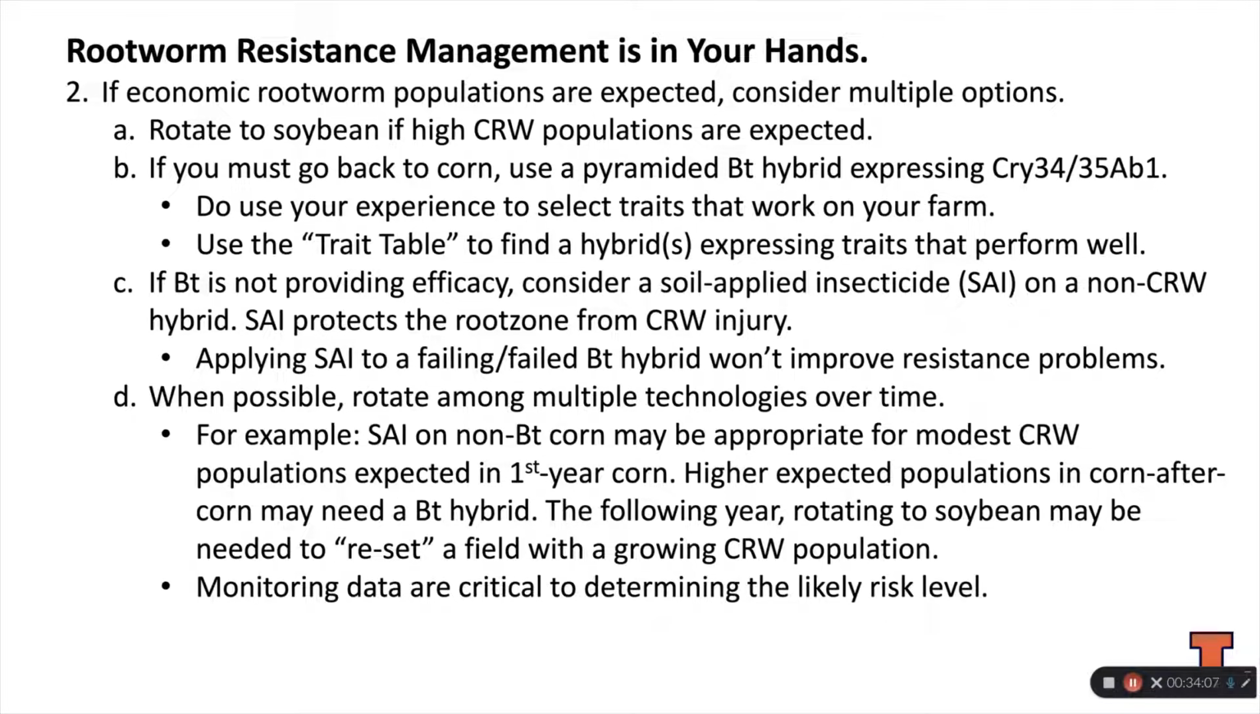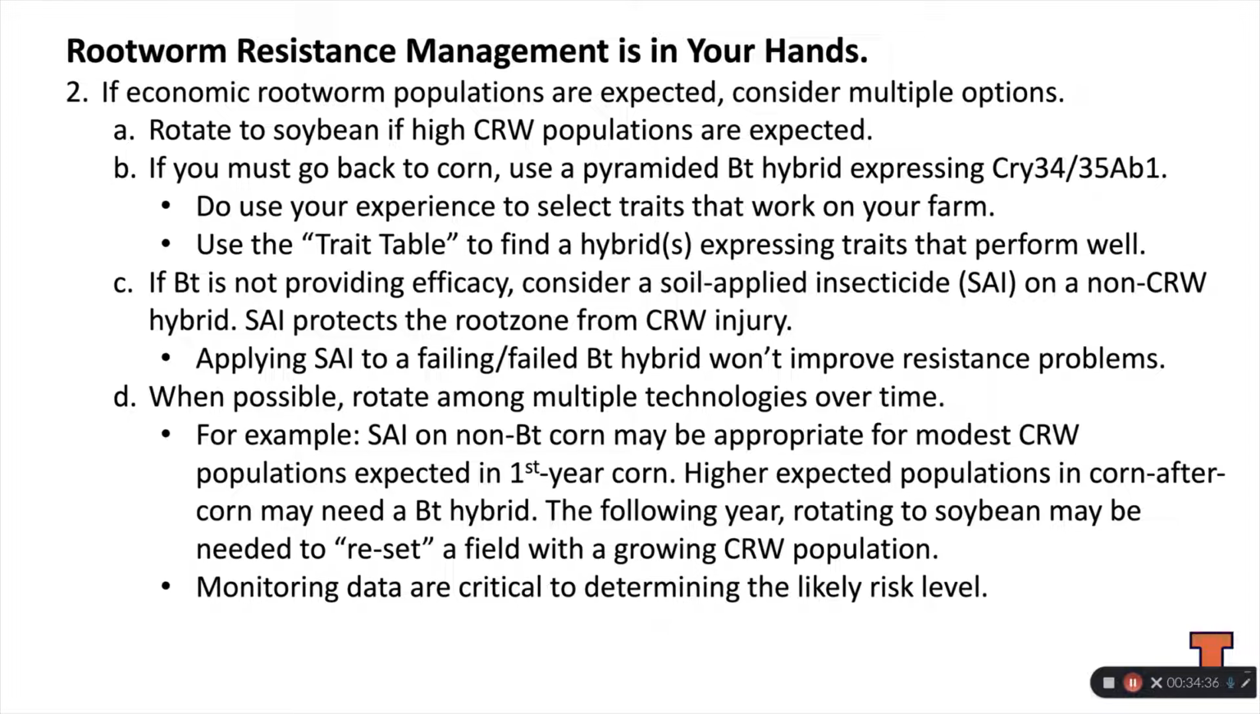If a trait isn't providing efficacy, consider a soil-applied insecticide applied to a non-corn rootworm hybrid. The soil-applied insecticide protects the root zone from corn rootworm injury. And remember, that's the way we protected corn before we had Bt. Applying a soil insecticide to a failing or failed Bt hybrid is not going to improve the resistance problem. It's only going to make it worse.